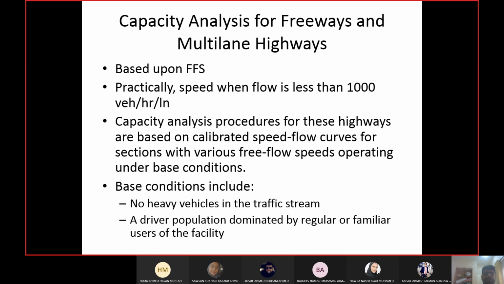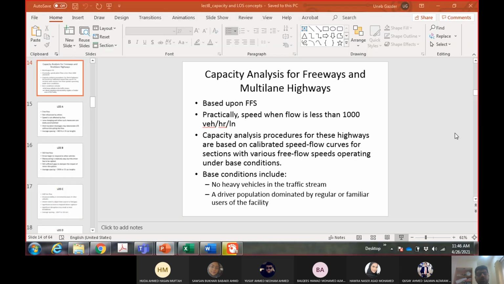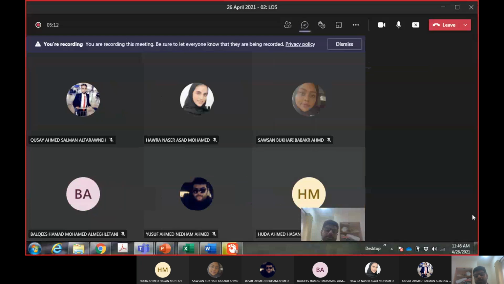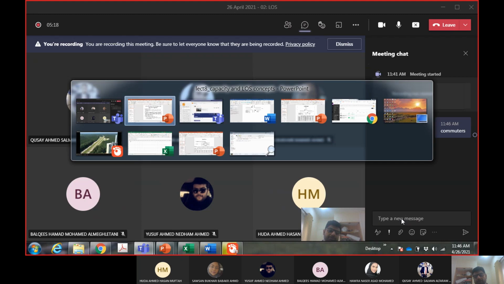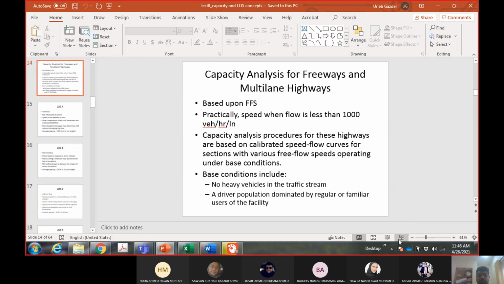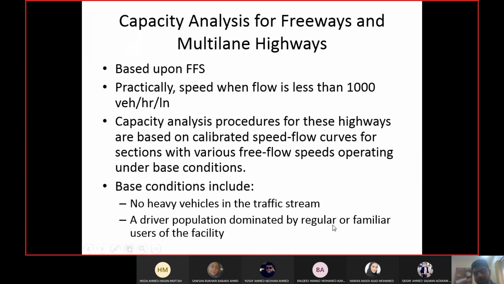The other base condition is that all drivers are regular or familiar users of the facility. All drivers who are driving on that facility, facility means the highway, are regular and familiar users. Now we also call them commuters. Regular or familiar users are also known as commuters. Okay, people who drive on that highway on a regular basis.